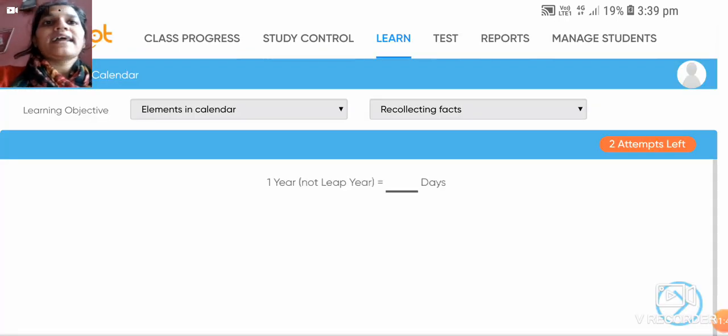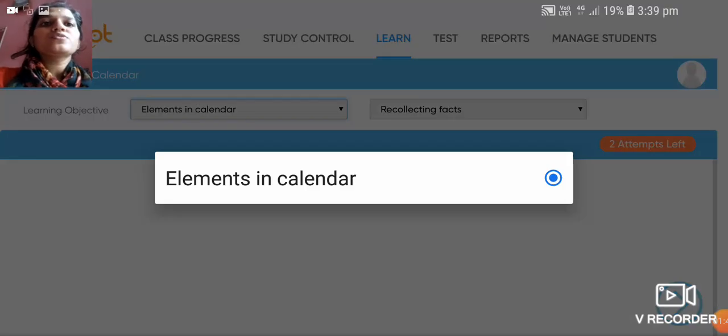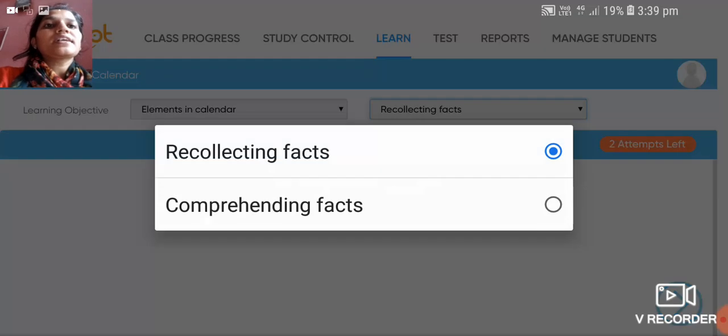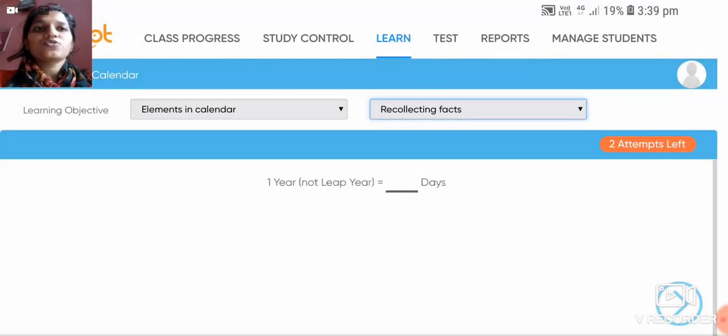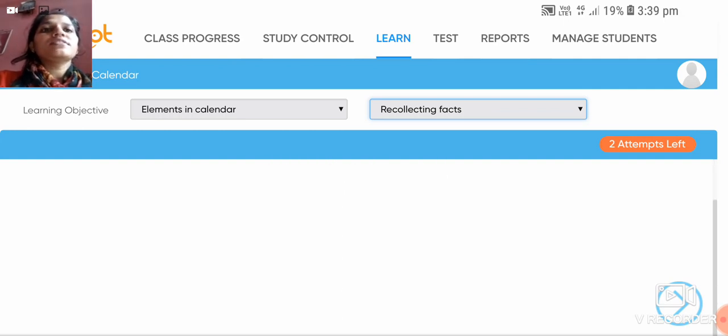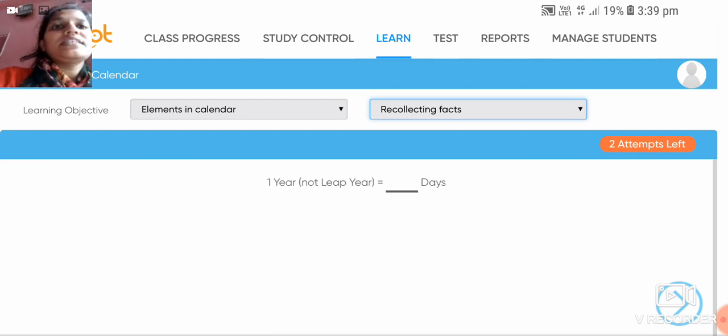After clicking on calendar, here we can see that there are different learning objectives: elements in calendar first of all, then recollecting facts and comprehending facts. So first of all, let's see some examples from recollecting facts. Now students, the first question is a fill in the blanks. The first question says, 1 year, not leap year, is equal to dash days.